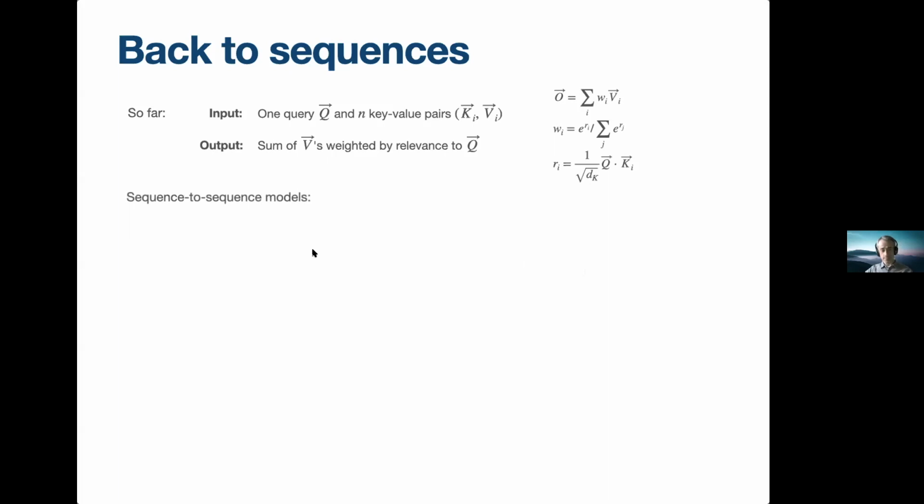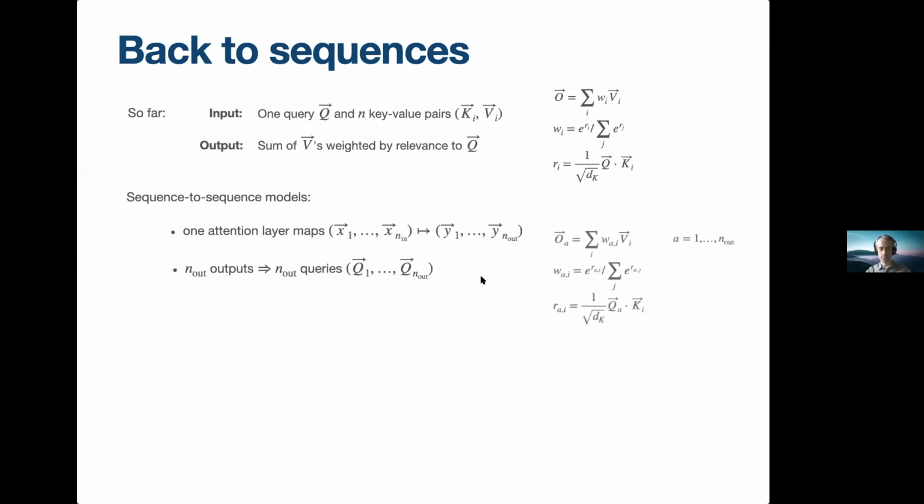Now, for sequence-to-sequence models, we want to take some input sequence, which has length n_in, and map it to some output sequence, which has length n_out. More generally, we may have many different attention layers. Each one will map a sequence to a sequence. n_in and n_out may or may not be equal in that case. If we have n_out outputs, that means we need a query for each output. So here we have n_out queries, Q_1 through Q_n_out.